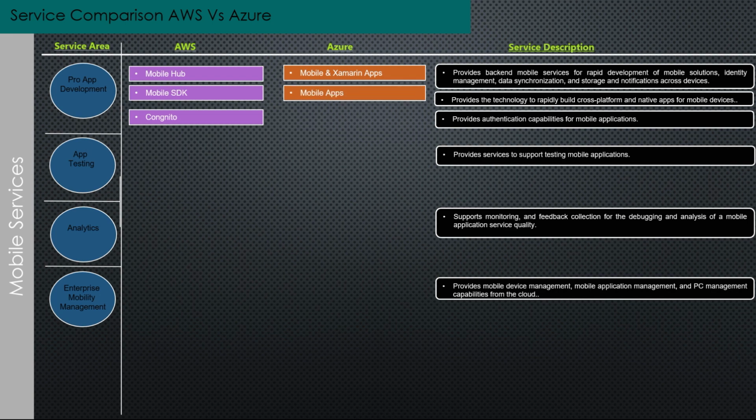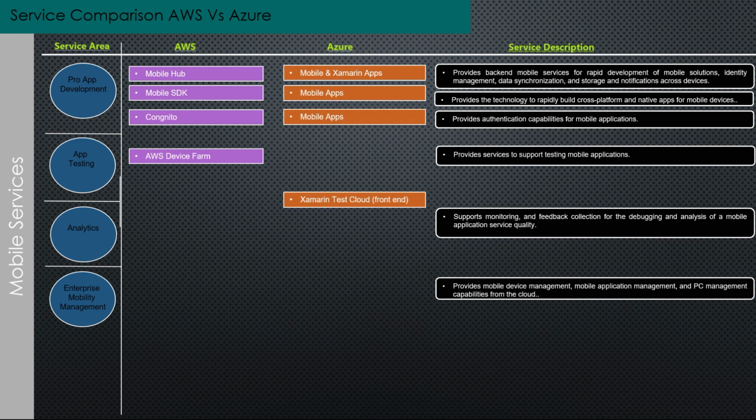Let's talk about the second service area, that is, App Testing. AWS provides AWS Device Farm. Azure provides Xamarin Test Cloud Front End.